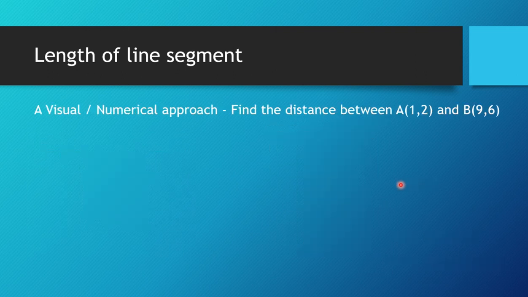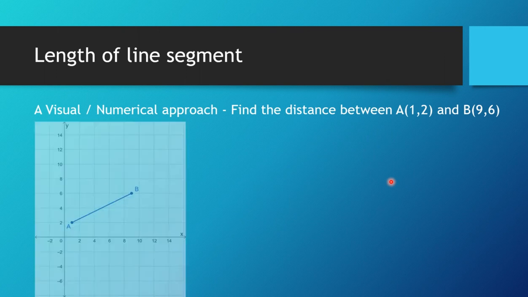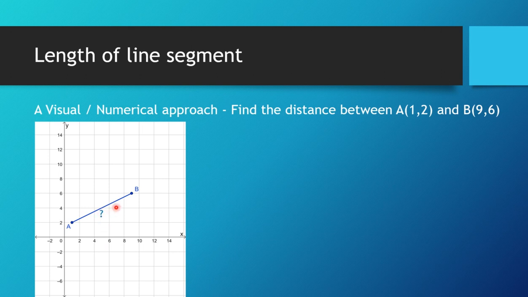The visual and numerical approach requires a good diagram, requires knowing which side we're trying to find. We still need to find a right-angled triangle, so I've gone in the same direction this time, and I need to know the lengths of each of these sides. This still goes from 2 to 6, so this is still 4 units. And this starts at 1 and goes across to x equals 9. So from 1 to 9, that's 8 units.